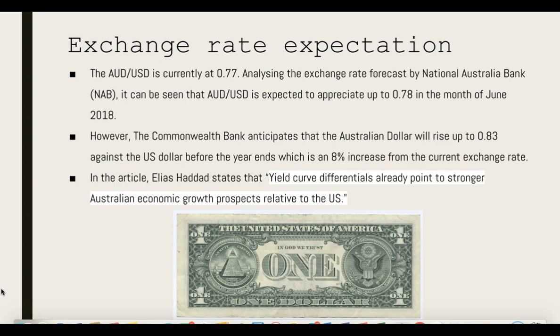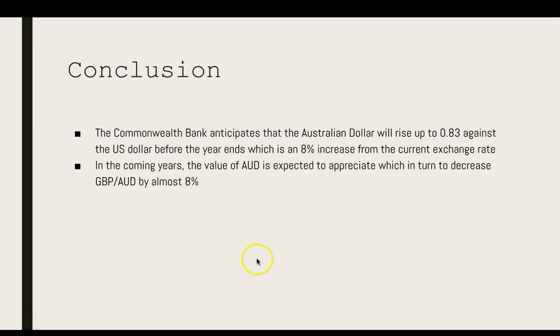However, the Commonwealth Bank anticipates that the Australian dollar will rise up to 0.83 against the US dollar before the year ends, which is an 8% increase from the current exchange rate. In the article, Elias Haddad states that yield curve differentials already point to stronger Australian economic growth prospects relative to the US. In the conclusion, the Commonwealth Bank anticipates that the Australian dollar will rise up to 0.83 against the US dollar before the year end, which is an 8% increase from the current exchange rate.